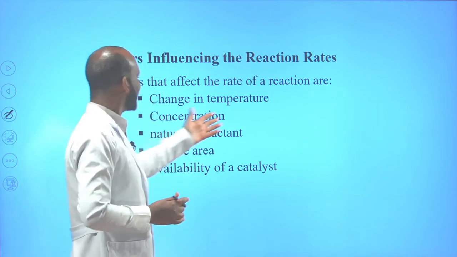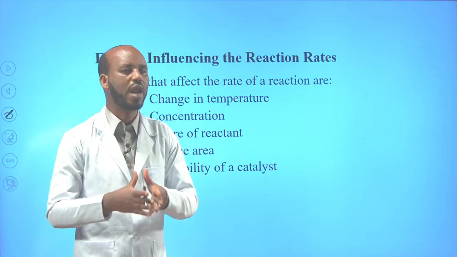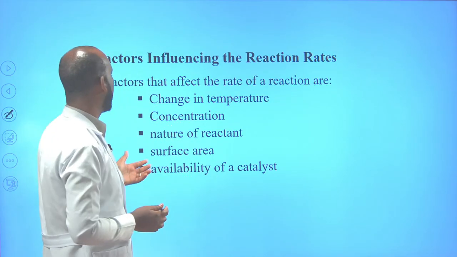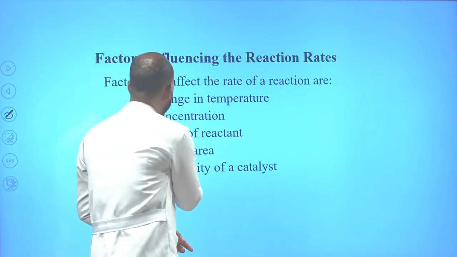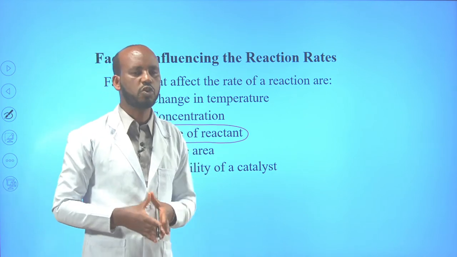Two, concentration. We know that rate of the reaction is directly proportional to concentration of the reactant. When concentration of a reactant increases, rate of the reaction increases because more reacting particles can collide, can contact. Three, nature of the reactant. This is chemical behavior of reacting substance.